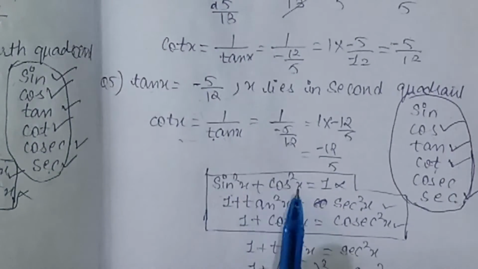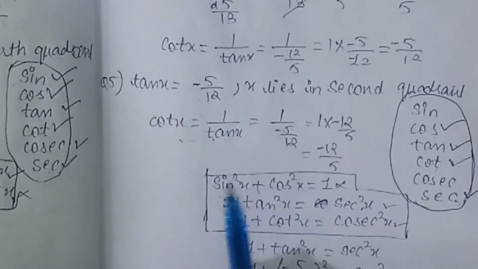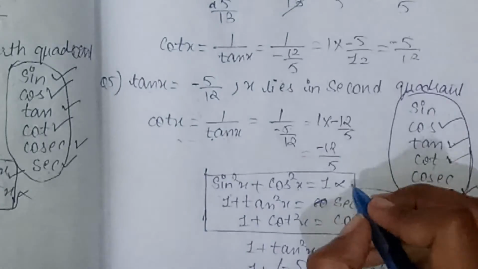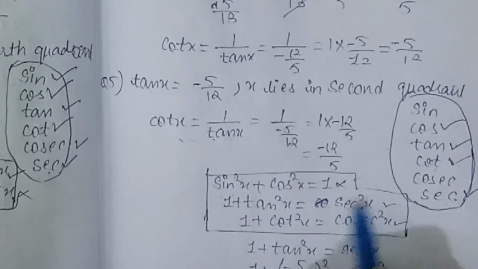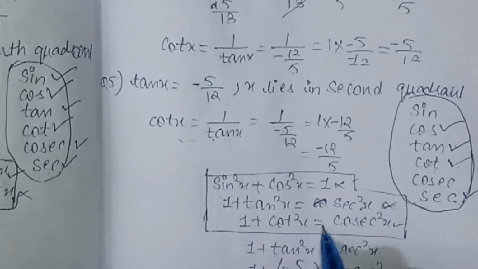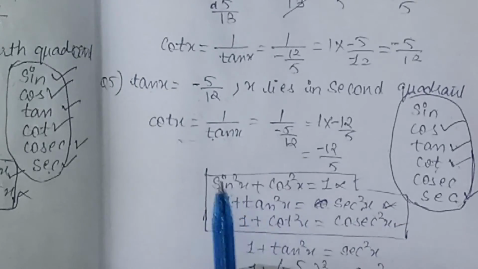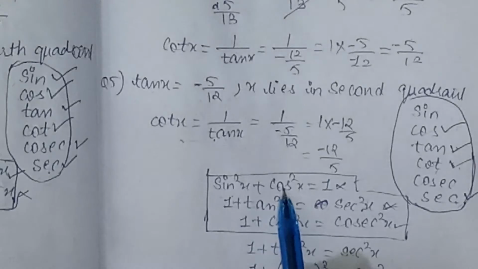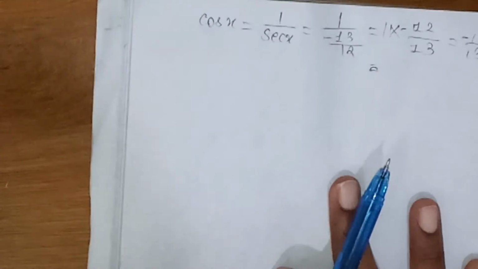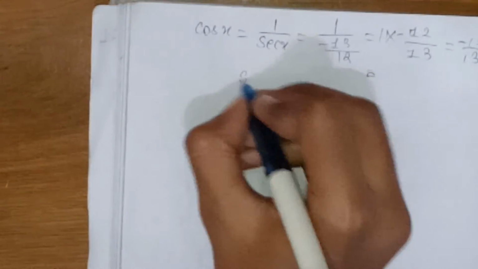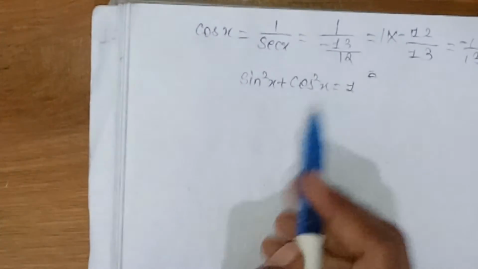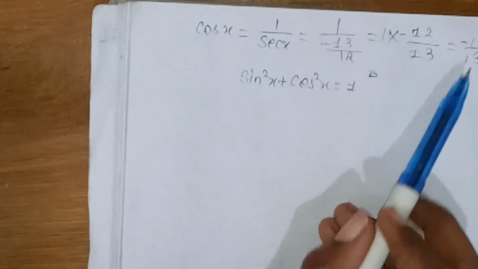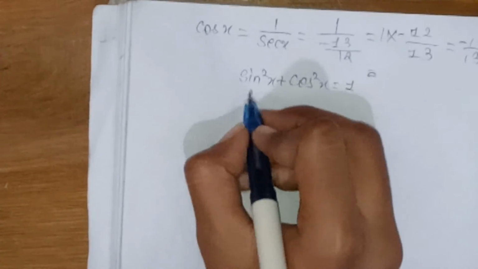So can we use the first equation or not? We can use it, because we are finding the sine value. Or can we use this one? No, because we already found the value of tan and secant. This one we can use because we need to find the value of cosecant. So I'm using the first equation. Sine square x plus cos square x is equal to 1. So we already found the value of cos, that is minus 12 by 13. So just place the values.